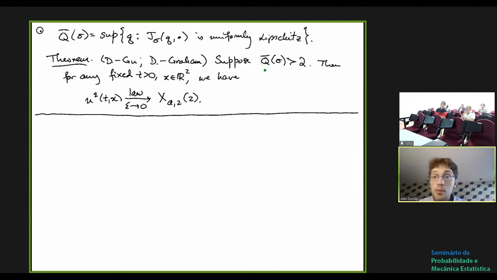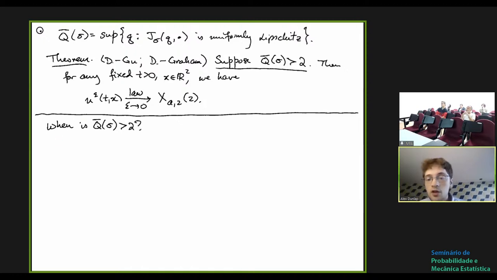Remember, there was a phase in the linear case when sigma of u was beta times u; we had a phase transition. And here I'm not explicitly mentioning any phase transition. But we know that this kind of result cannot always be true because of the linear case. It's not always true. So we need to better understand this condition that Q bar of sigma is greater than 2. That's the natural question: when is Q bar of sigma greater than 2?